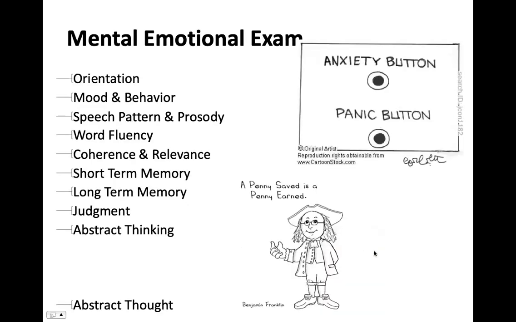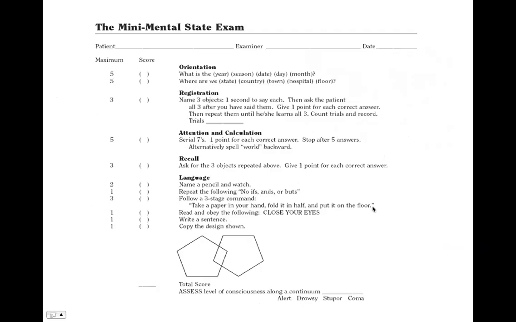Okay, I'm not going to go through this because I think you know this pretty well. Orientation, mood, behavior, speech pattern, word fluency, coherence and relevance, short-term memory, long-term memory, judgment, and abstract thinking. Those are the kinds of things that you need to check on in the mental emotional exam. And as psychologists, you're doing all that. I like the mini mental status exam. There are many other exams for dementia, but I know this one, I use it, and I know what my results are.